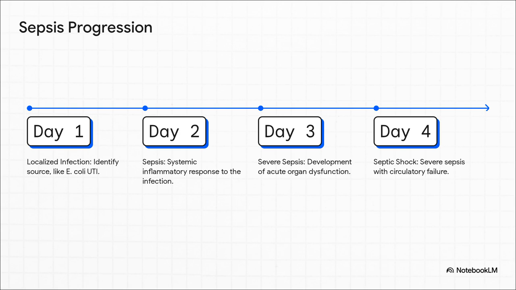First, you have to identify the localized infection, like an E. coli UTI. Then, if that bacteria hits the bloodstream and triggers a systemic response, you've got sepsis. If that sepsis then causes an organ to fail, say an acute kidney injury, boom, you now have severe sepsis. And if their blood pressure completely bottoms out and they go into circulatory failure, that is septic shock. Every single one of these steps requires incredibly specific documentation.